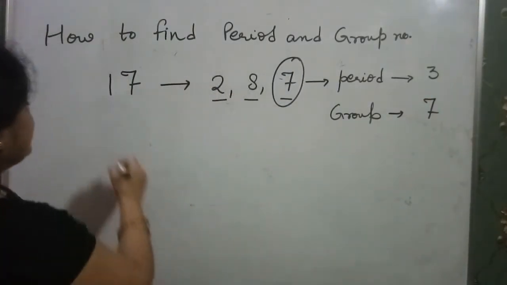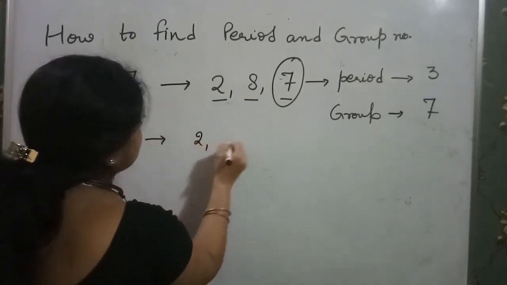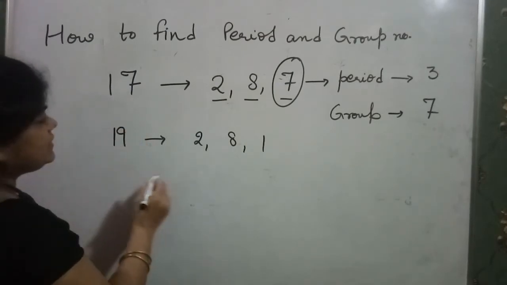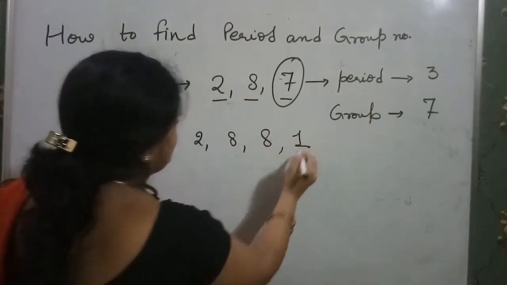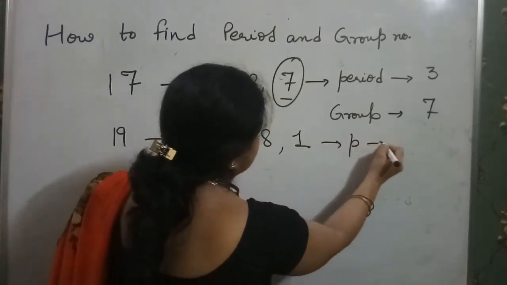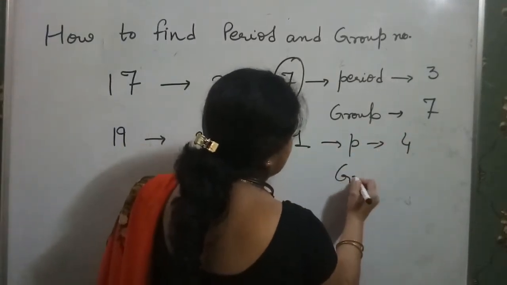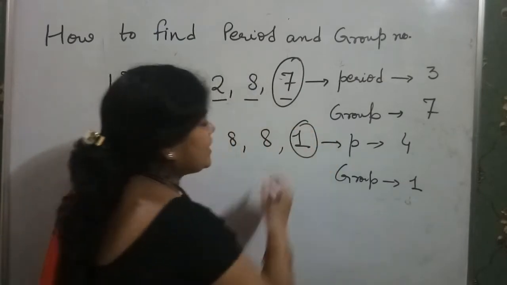Clear? Now the next case, we have 11. We have 2, 8, 1. Now for example we have 19. So we have 2, 8, 8 and 1. Clear? So again, its period is what? 1, 2, 3, 4. Clear? And now the group is what? Group number 1, because in the last shell we have 1.